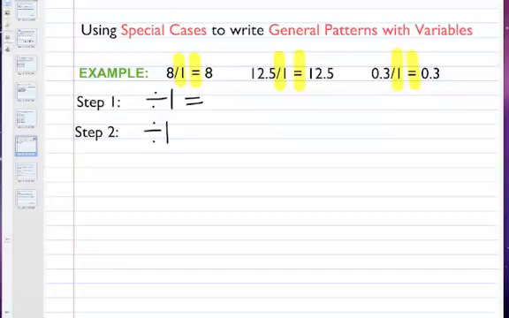I'm going to write it again for step 2 just so it's copied over. What I do next is I put blanks for things that change from special case to special case. For example, in special case 1, I had an 8 divided by 1 equals 8. But then it changed in the second example to 12.5 and changed in the third example to 3/10. So I just write blanks. The second step then, is to replace all the blanks with a variable of your choice. So in this case, I'm going to use a g. G divided by 1 is equal to g. I have now written a general pattern with variables that represents these 3 special cases.